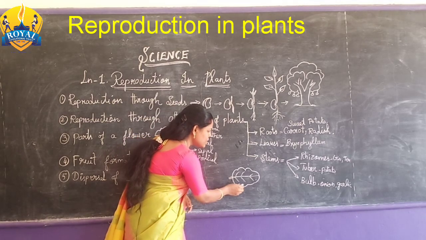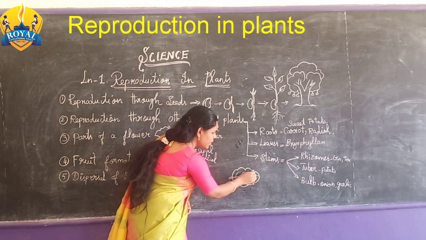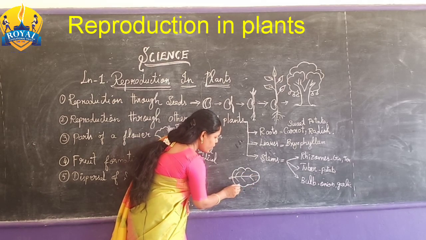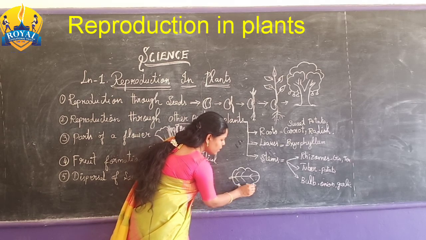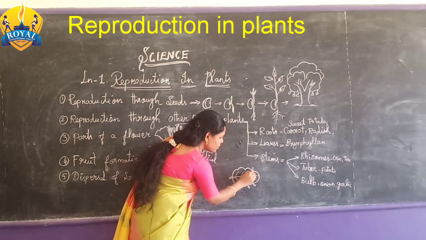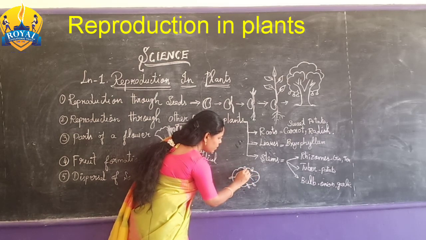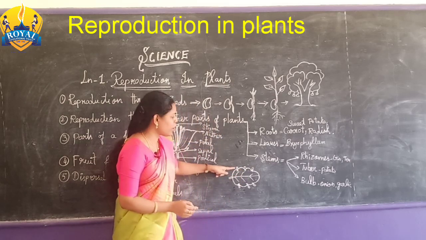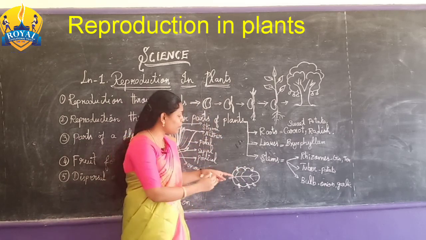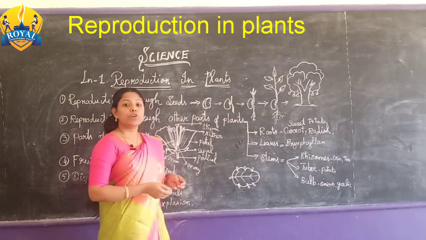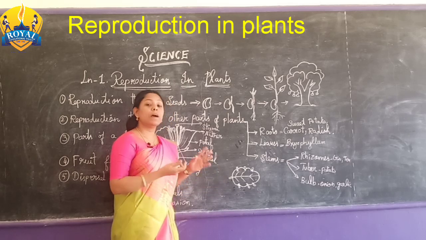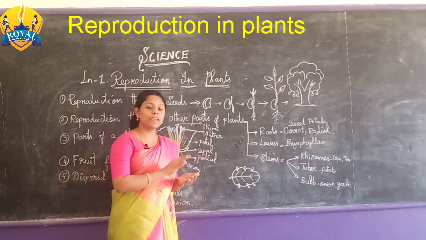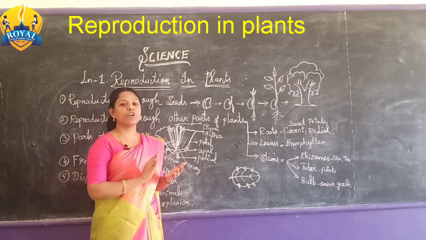At the edge, the margin of the leaves, small buds come out like this. Small leaves with roots come out from the leaves. If you see Bryophyllum leaves, pluck one, take it to your home and keep it inside any of your books.